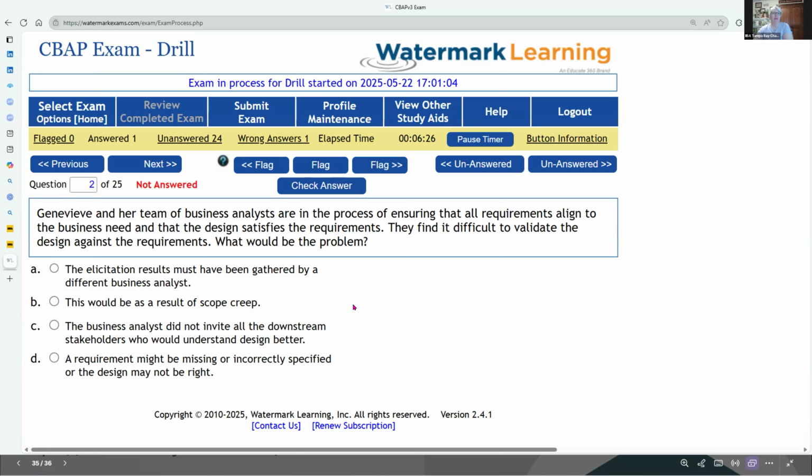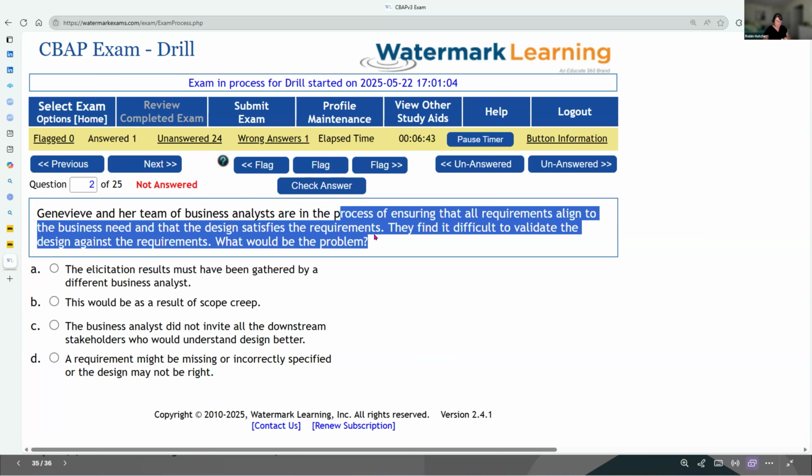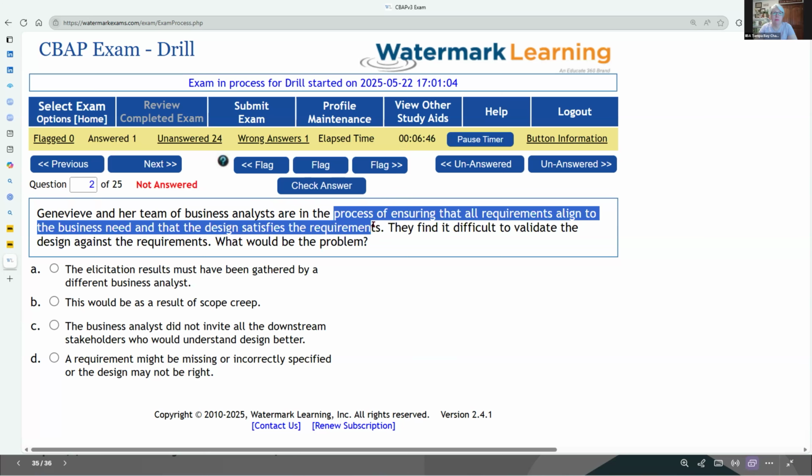Okay. Genevieve and her team of business analysts are in the process of ensuring that all requirements align to the business need and the design satisfies the requirements. They find it difficult to validate the design against the requirements. What could be the problem? So first of all, process of ensuring, what task is she doing here? Validating requirements. Okay, so if you find it difficult to validate the requirements according to the BABOK, would it be the elicitation results might have been generated by a different business analyst?